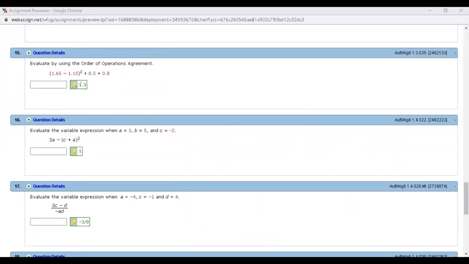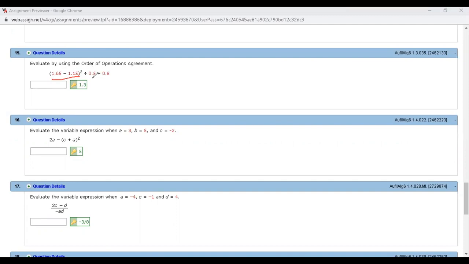For number 15, we have a group in parentheses, and we have an exponent, so we have to do what's inside of the parentheses first. When we find that number, then we square it. Then we do our division. Then we do the addition, okay? So make sure you guys are following those steps.